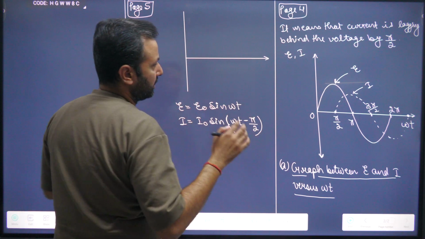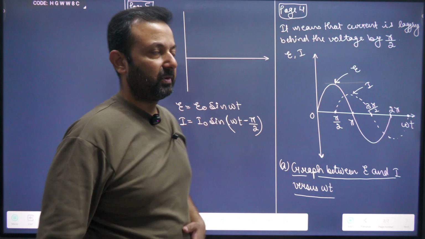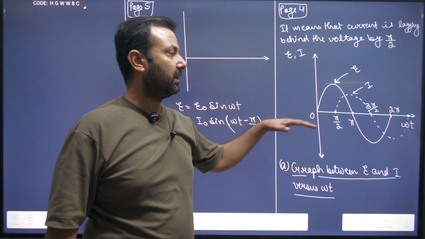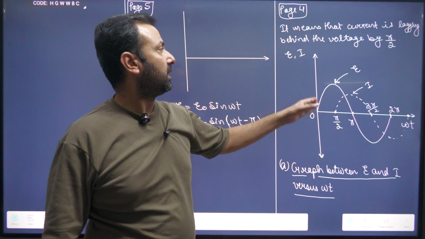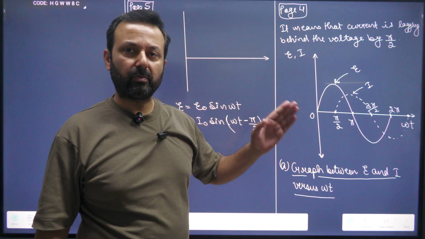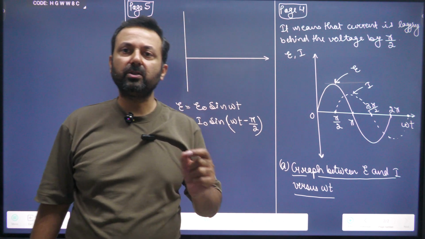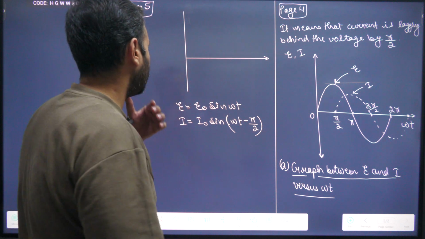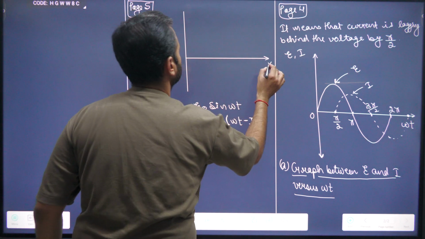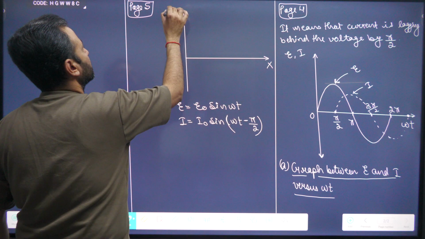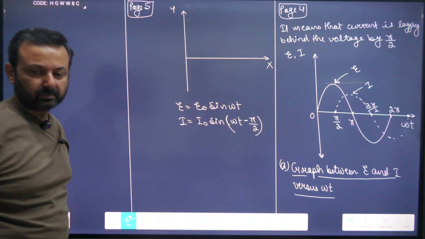In a graph between E and I versus omega t, I take omega t on the x-axis and E and I on the y-axis. But for a phasor diagram, we take x on the x-axis and y on the y-axis. So here it is x and here it is y.